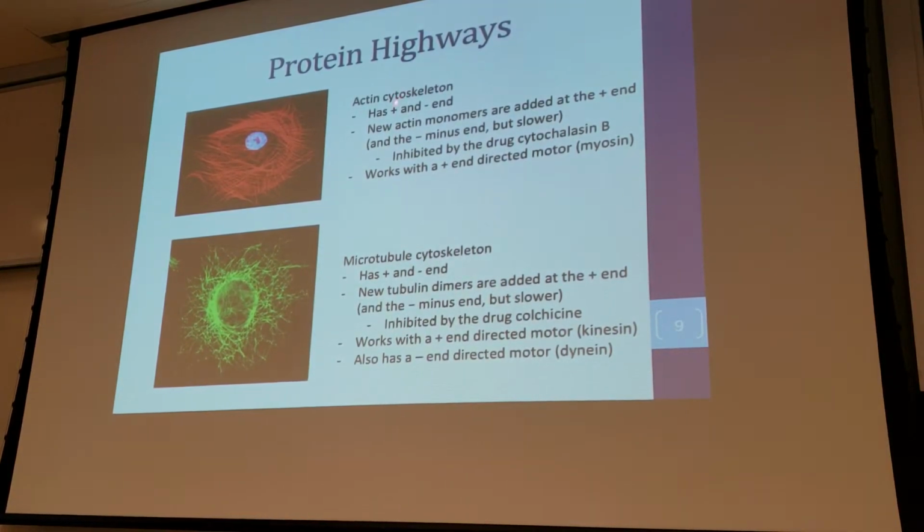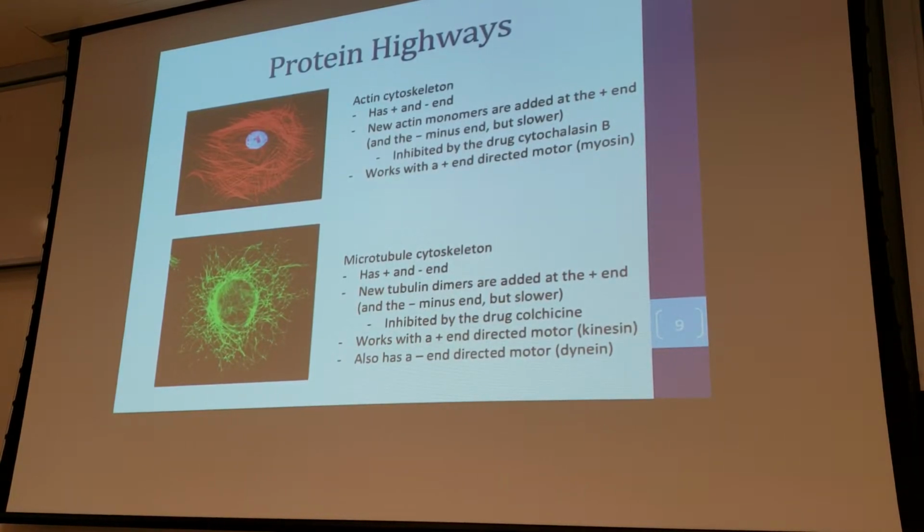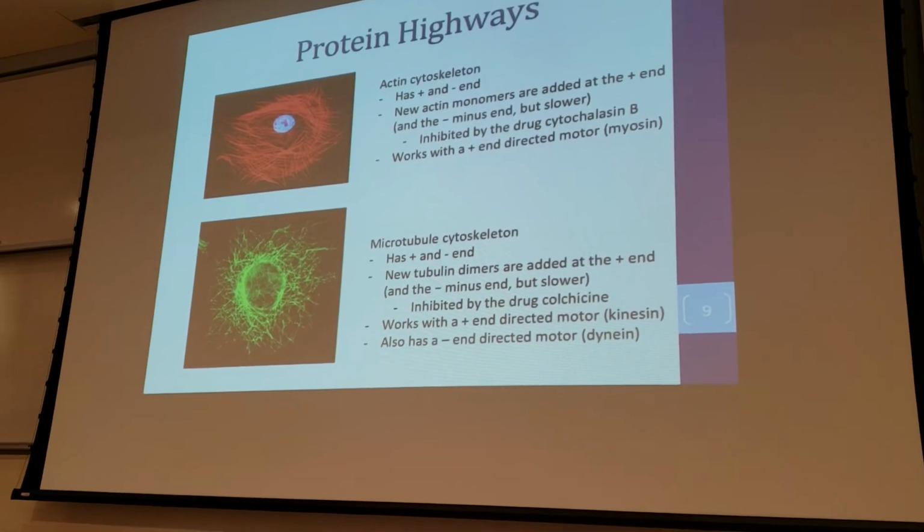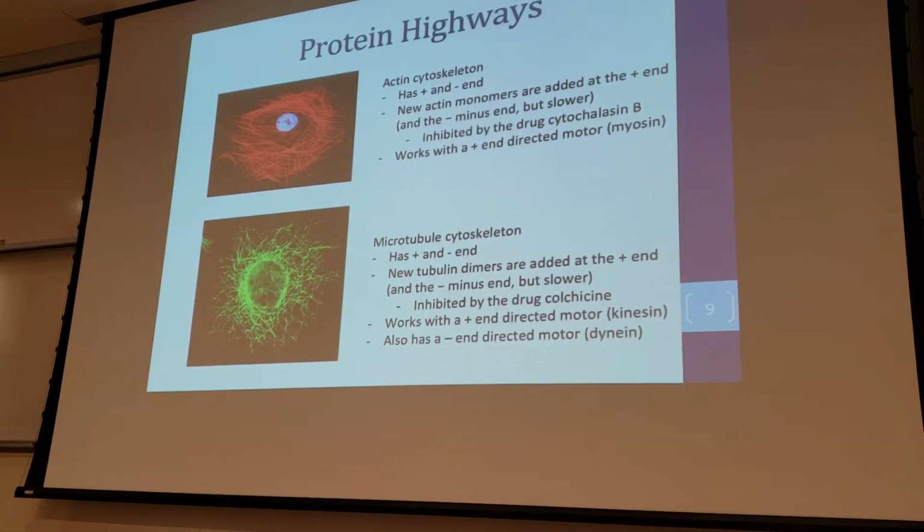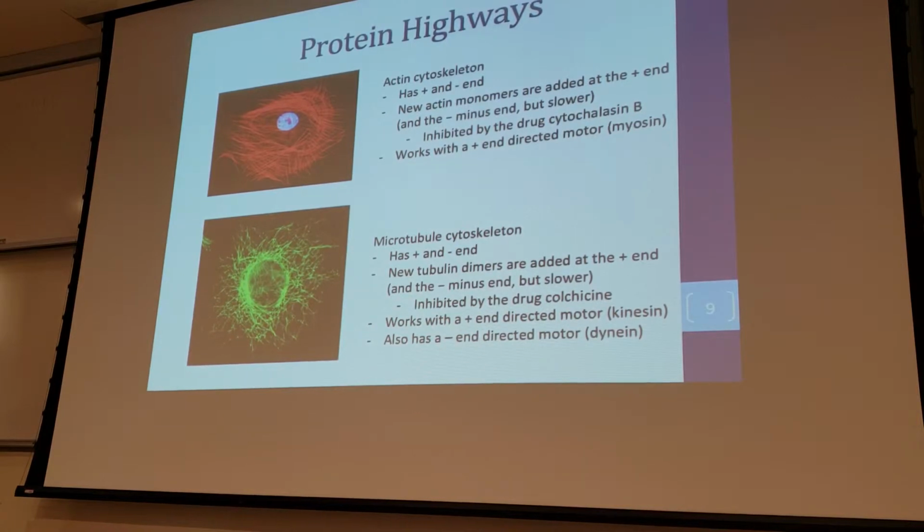So we have the actin cytoskeleton, which has a plus and a minus end to each filament, not necessarily to the skeleton as a whole, but each filament has a plus and a minus end. New actin monomers are added at the plus end as well as the minus end, but at the minus end it happens slower and it requires a higher concentration of actin to really work well. We can inhibit or disrupt the actin cytoskeleton with this drug, cytochalasin B, and so that would give us a tool that we can use to study what the cytoskeleton does.